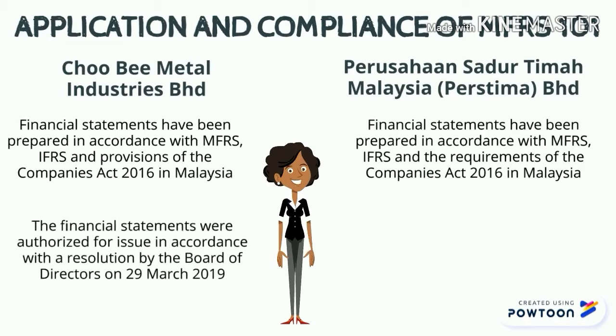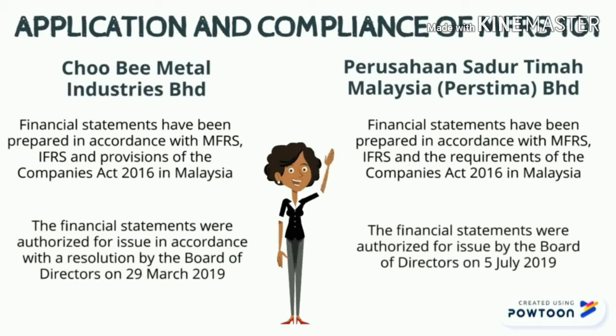For Cubi Metal Industries Berhad, the financial statements were authorized for issue in accordance with a resolution by the Board of Directors on 29 March 2019. For Perusahaan Sadu Timah Malaysia Perstima Berhad, the financial statements were authorized for issue by the Board of Directors on 5th July 2019.